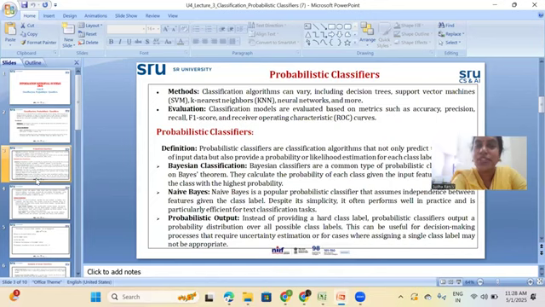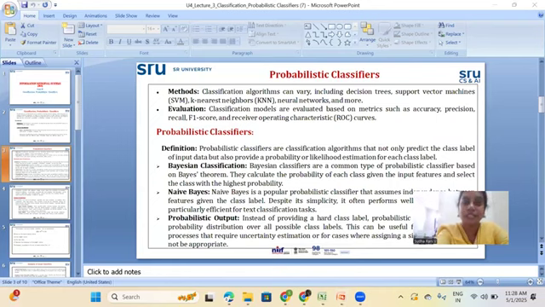Probabilistic classifiers are classification algorithms that not only predict the class label of input data, but also provide a probability or likelihood estimation for each class label. If you take any example of online store reviews or feedback, we used to consider positive review and negative review.